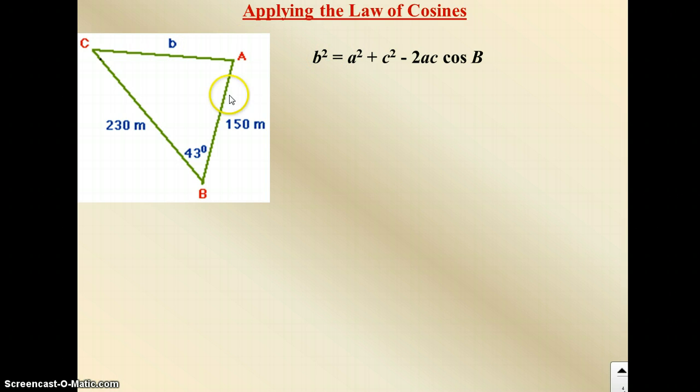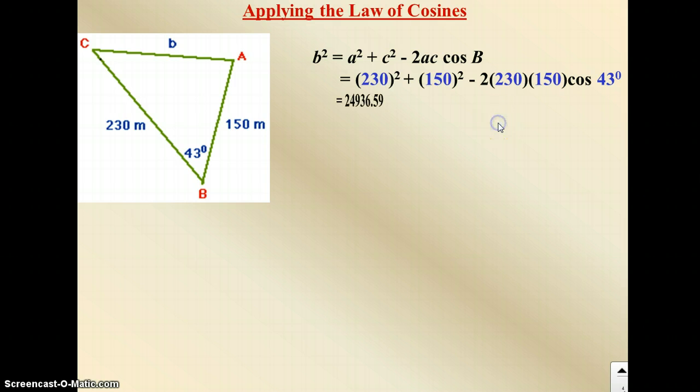I don't know what b is. I know little a is 230. I know little c is 150. And I know angle B is 43 degrees. So I substitute into my equation, and I'm solving for b squared now. So this is calculator work. We go ahead and come up with the right side of this equation equal to approximately 24,936.59. Remember, that's b squared.